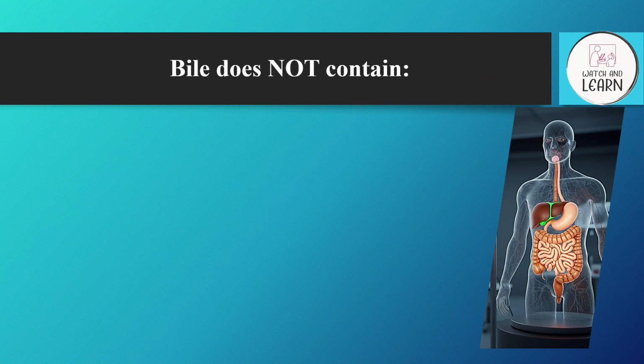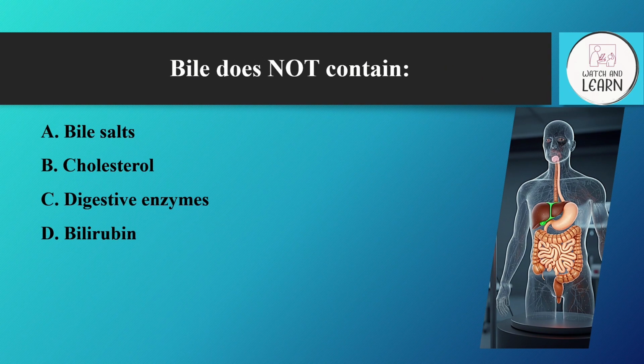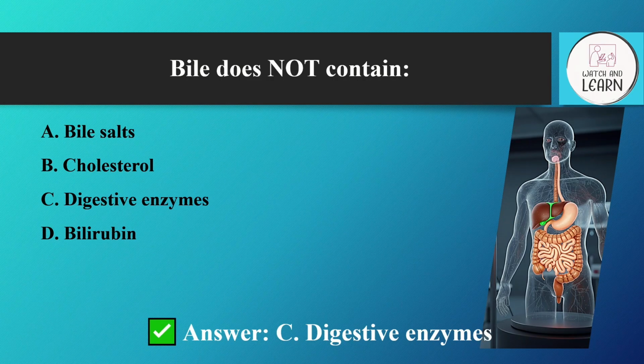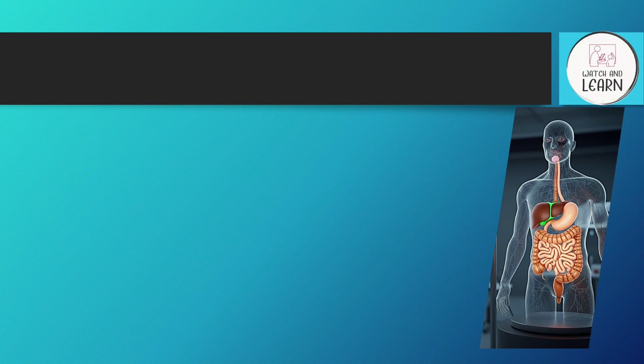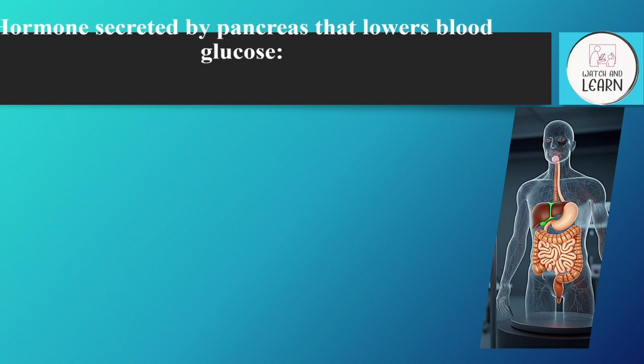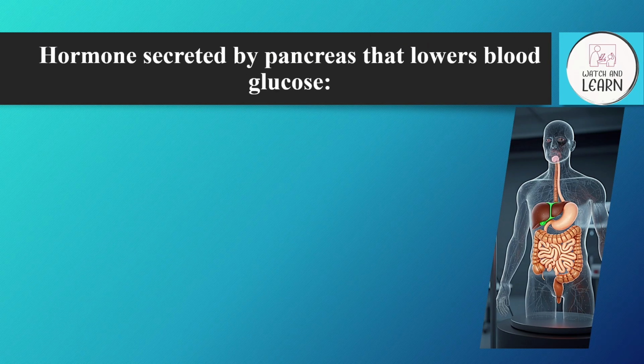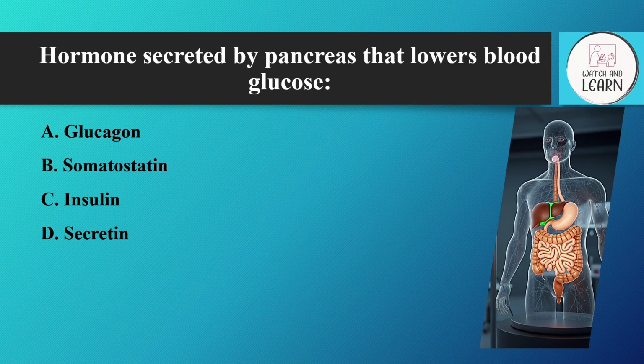Bile does not contain. These are the options, and the right answer is answer C, digestive enzymes. Hormone secreted by pancreas that lowers blood glucose. These are the options, and the right answer is answer C, insulin.